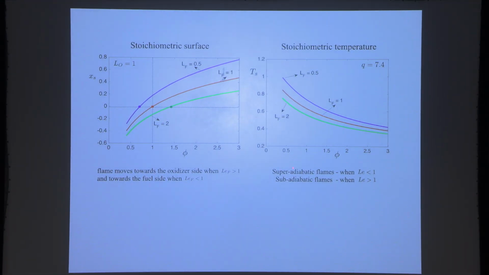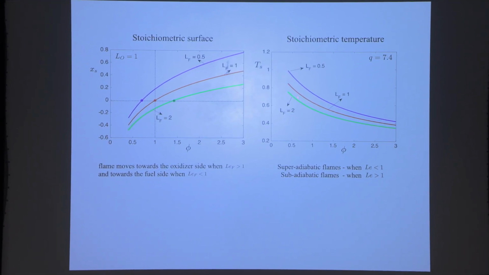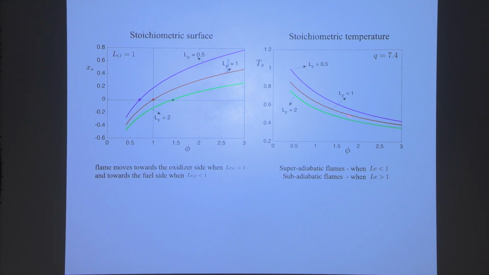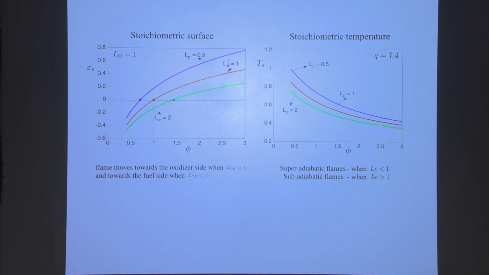Okay, so you can also again see that you will get adiabatic temperature for phi equal to 1, which is the red curve, and super-adiabatic flame for Lewis number less than 1, and sub-adiabatic temperature for Lewis number bigger than 1.